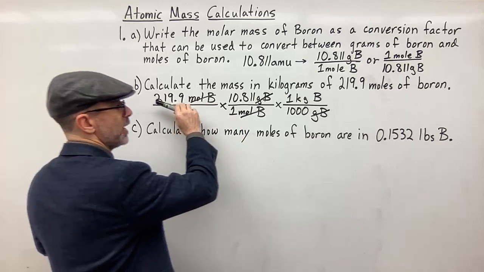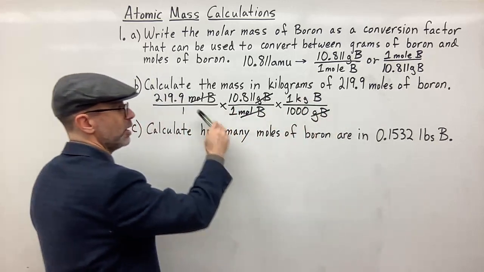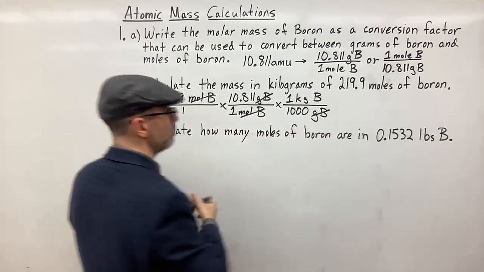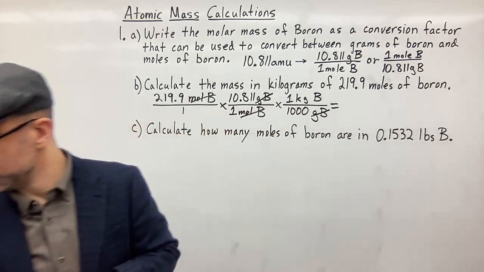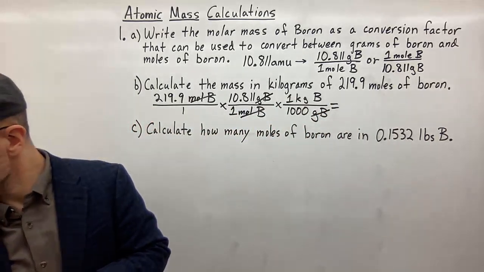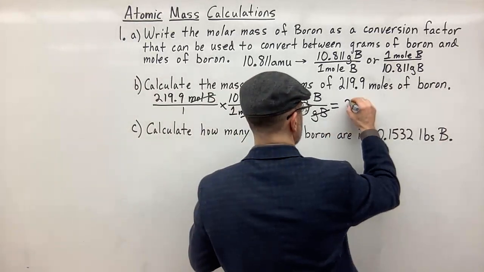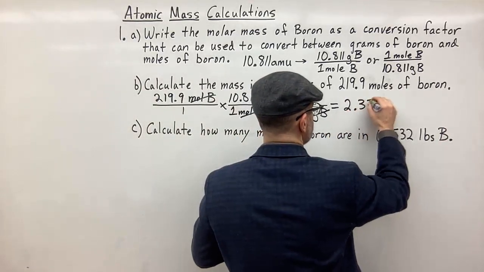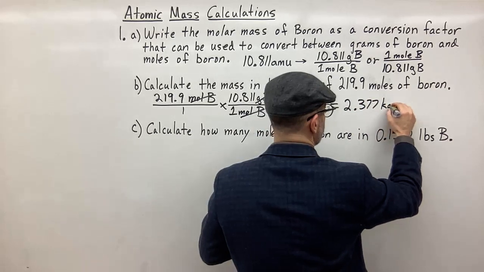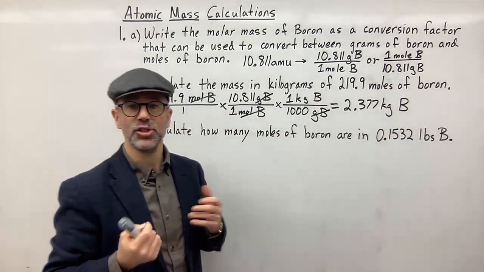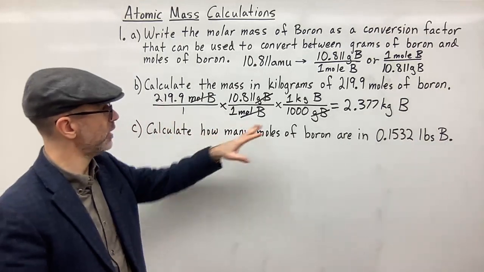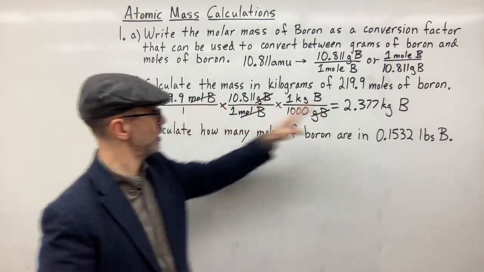So I'm going to multiply by everything on the top, and then divide by everything on the bottom. And when I do that, I get 2.377 kilograms of boron. And so that's how you get from moles to kilograms.